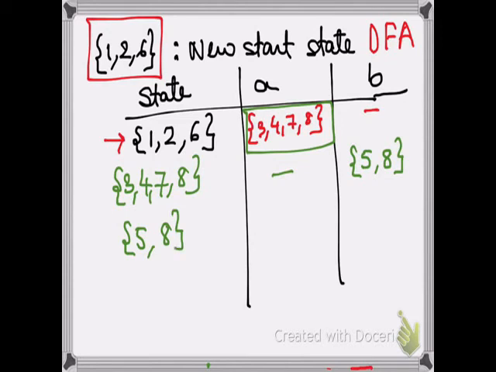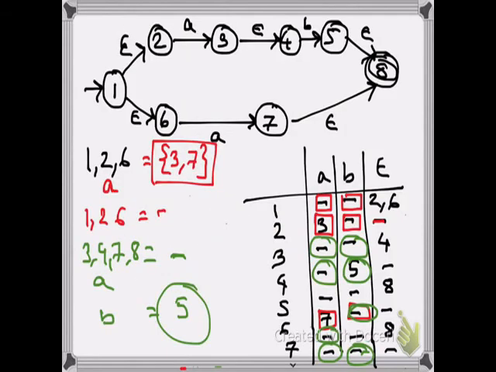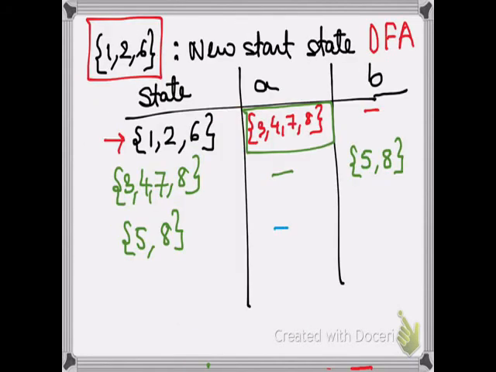So again we will repeat, transition on 5, 8. So on 5, 8, what do we get? 5 on A, no transition. 8 on A, no transition. 5 on B, no transition. 8 on B, no transition. So neither on A nor on B is there any transition. So we will put, in the transition table, we'll mark this as empty.